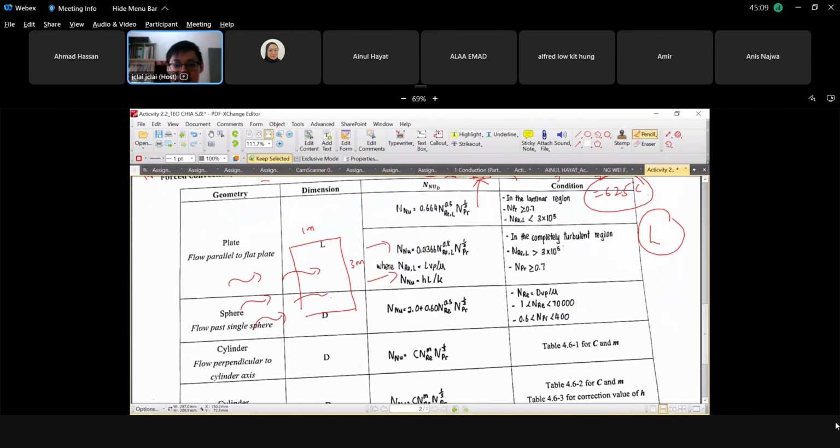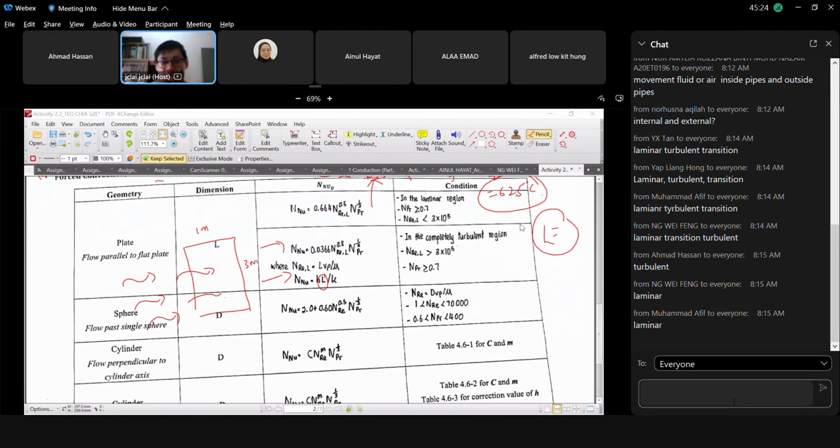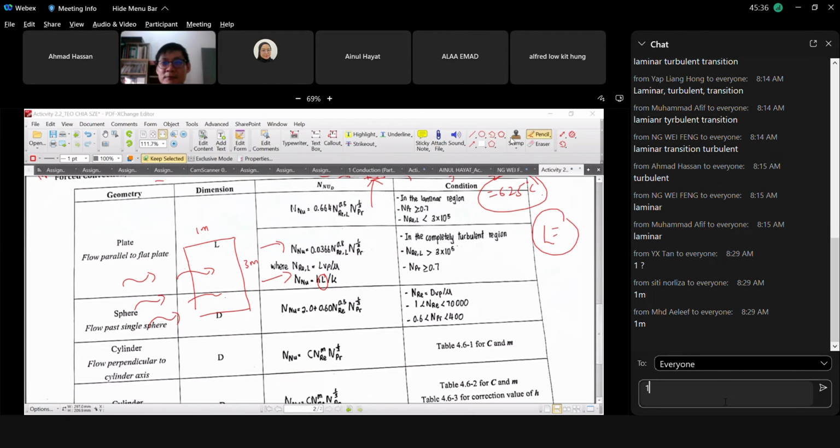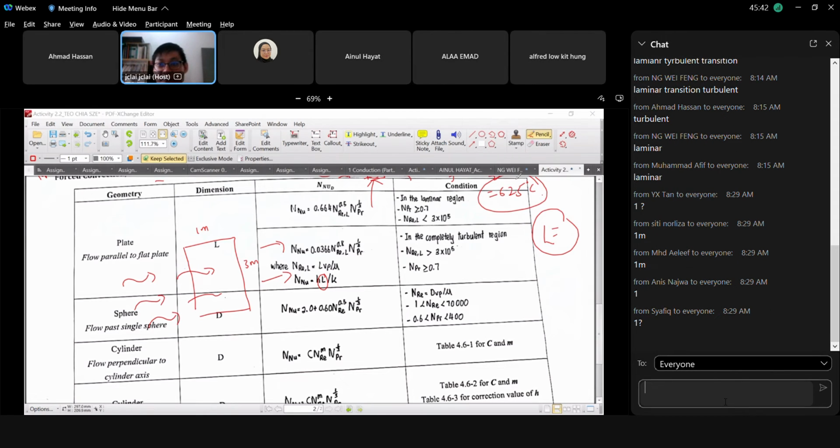Because you see here, Nusselt number, you have hL, right? Okay, L is the length. Tell me, for this case, what is the value of L? Type in the chat box now. What is the value of L? It's okay, you just type. Don't be afraid of making mistakes. Just type. I don't want private message. Type in the chat box for everyone. Train yourself. Don't be afraid of making mistakes.